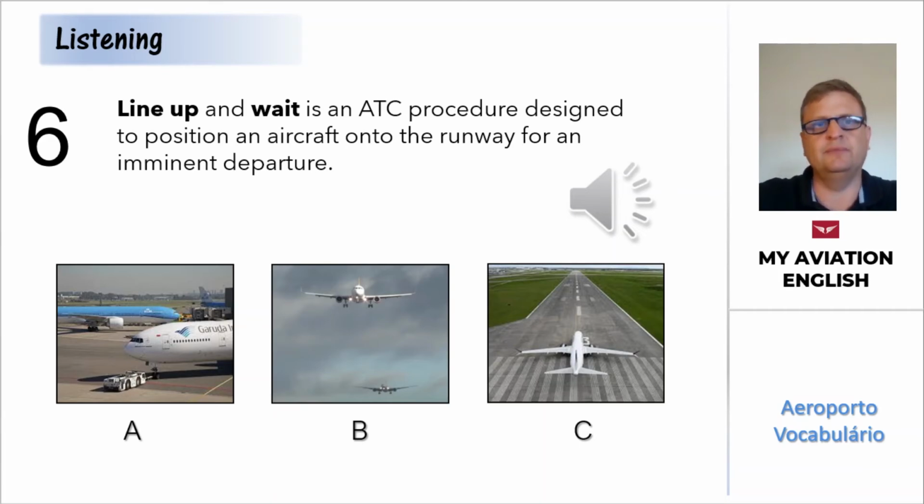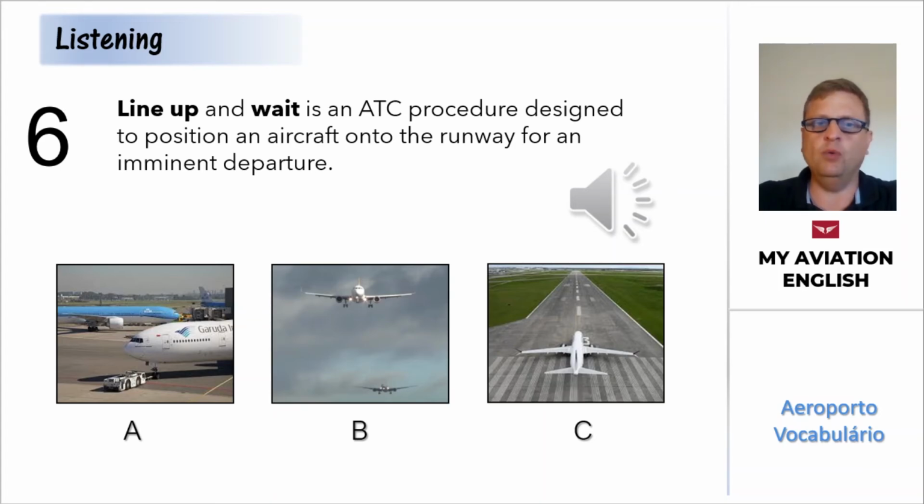Bem, line up and wait, tá? Alinhar e aguardar is an ATC procedure. É um procedimento do tráfego aéreo, tá? Designed to position an aircraft, né? Designado, né, com intencionado de posicionar uma aeronave onto the runway for an imminent departure. Onto the runway é uma preposição que a gente já viu numa aula de preposições, tá? Volta lá atrás para você rever. Que é onto, sobre, né? Tá? Onto the runway. Fica melhor do que você falar on the runway. É onto the runway, bem mais elegante. For an imminent departure. Para uma partida iminente.